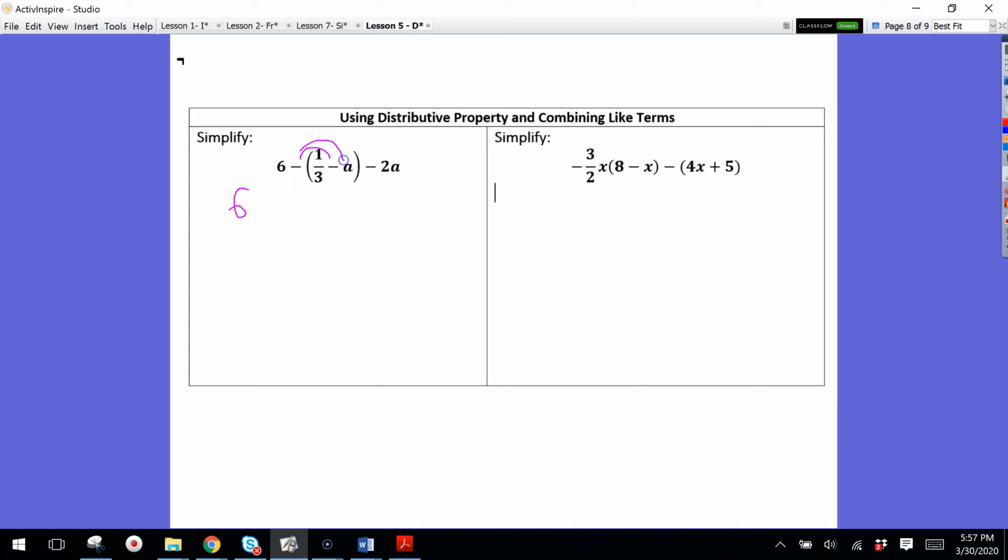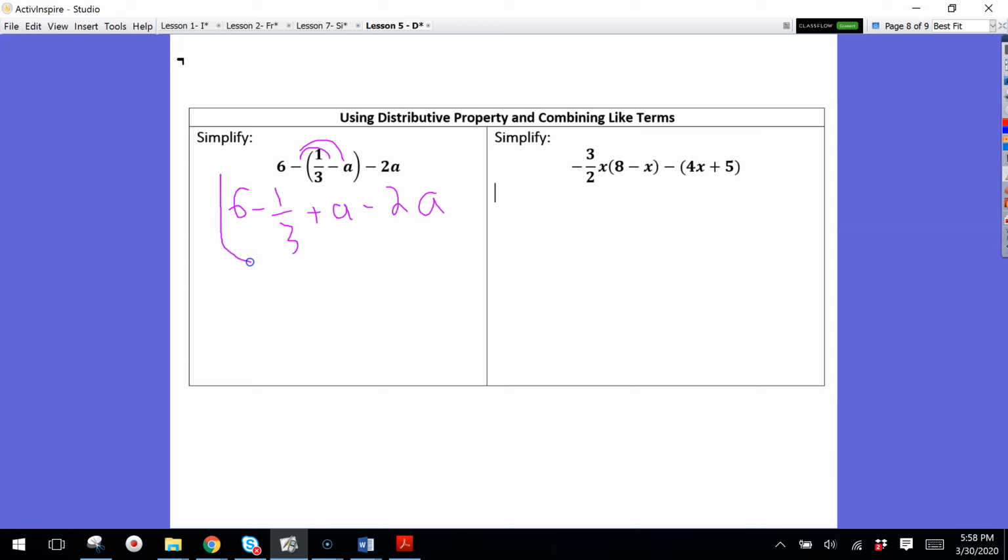So I'm going to go ahead and distribute that negative, and -1 times 1/3 is just a -1/3. And a -1 times -a becomes a positive a. So remember, whenever you distribute a negative, basically what's going to happen is that the signs are going to flip. And now I'm going to bring my 2a here. So now we're going to combine like terms.